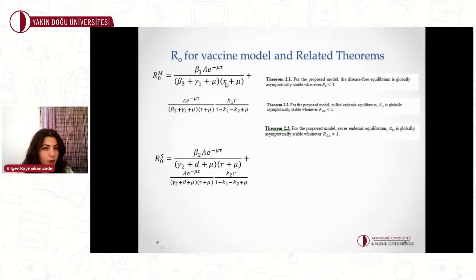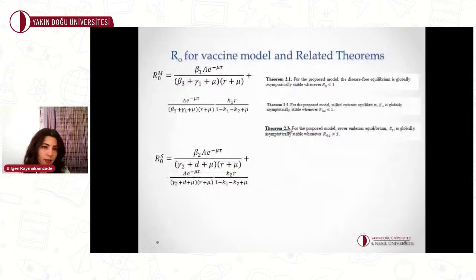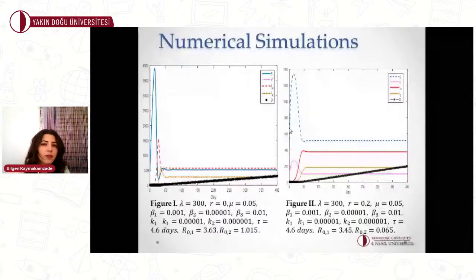So, susceptible persons are vaccinated at a rate of R, and R is here in the denominator. If we increase the vaccinated persons, it decreases our mildly infected individuals. Similarly, for the severely infected, we can say the same thing as well. And here we have some theorems, and using these R naught values and our model, we can do our numerical simulation.